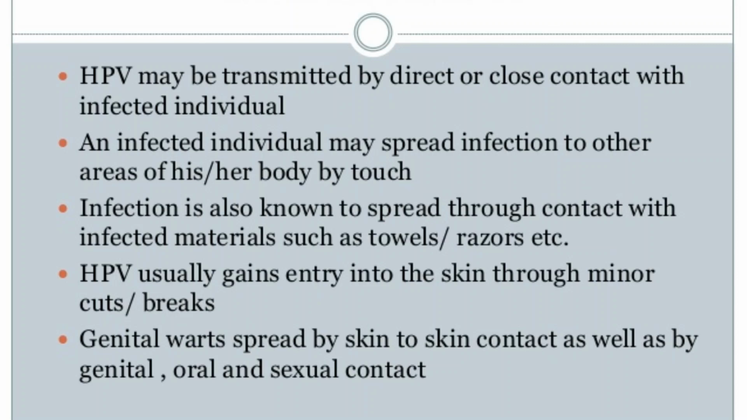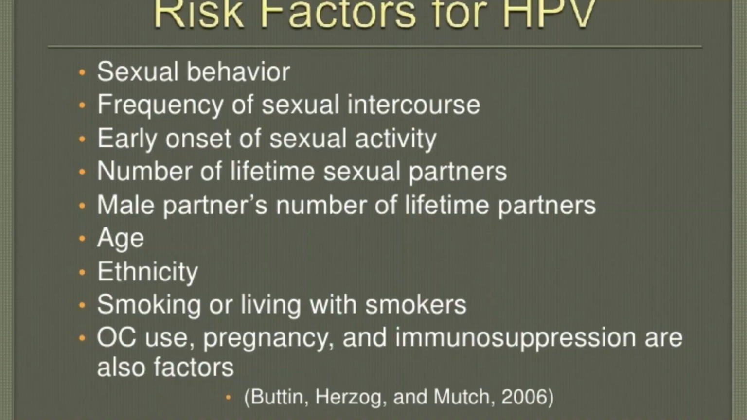Now let me tell you the risk factors. HPV infections are common. Risk factors for HPV infection include number of sexual partners. The more sexual partners you have, the more likely you are to contract a genital HPV infection. Having sex with a partner who has had multiple sex partners also increases your risk. Age. Common warts occur mostly in children. Genital warts occur most often in adolescents and young adults.